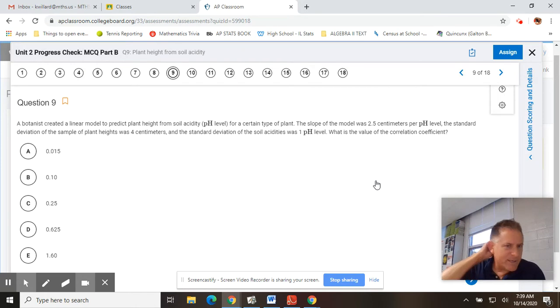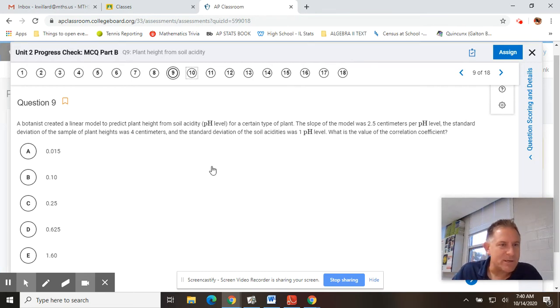Everybody should have gotten this one right also. We know that r is part of the slope calculation, right? Slope equals r times the standard deviation of y over the standard deviation of x. They gave us three of the four pieces. I'm not going to run through the calculation because I don't want to write this on the screen, but all you needed to use was that little slope formula. So go back and do that one again. That one we should not have missed.